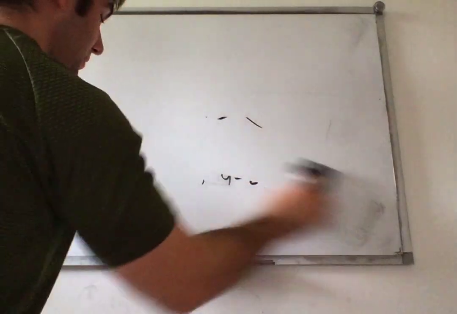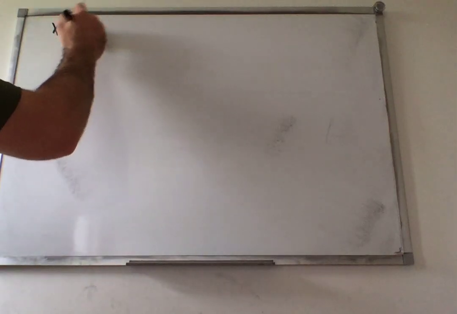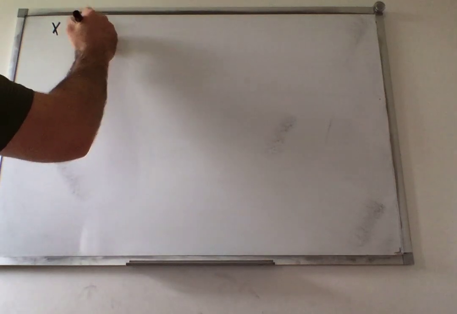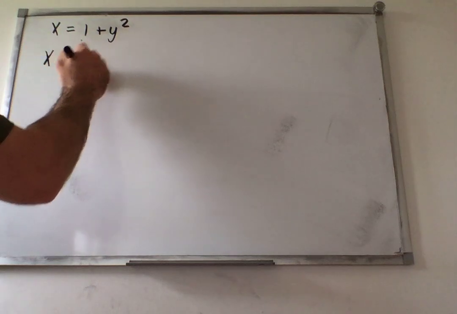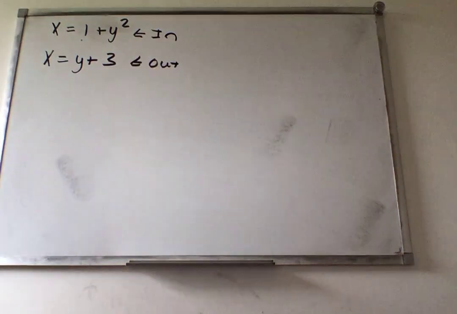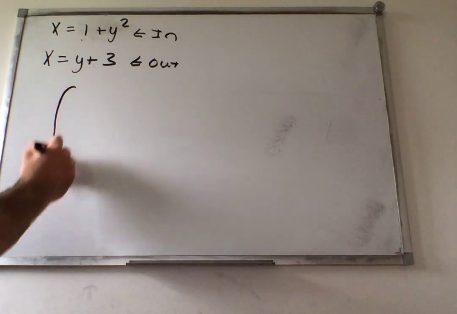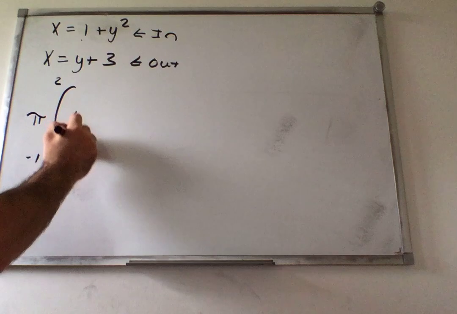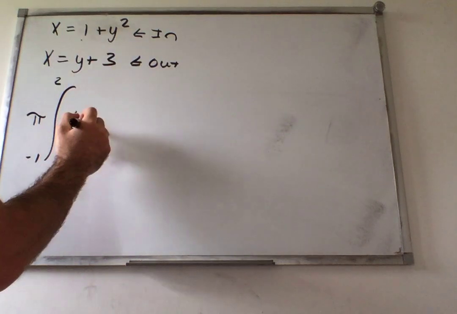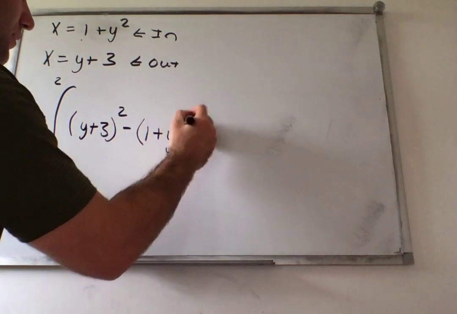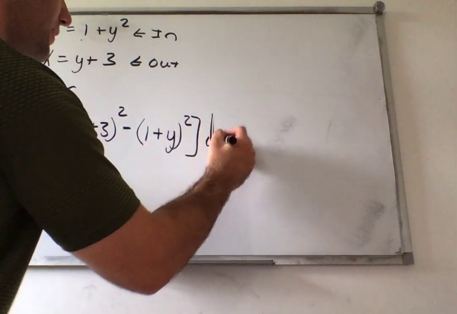Oh, I should have left my equations up there. So let's see, x is equal to 1 plus y squared, and then x is equal to y plus 3. This was the outer, this was the inner function, if you recall. So we're going to integrate this from negative 1 to 2. There's a pi out front. I'm going to take my outside function, y plus 3, square it, minus my inside function, square it, dy.